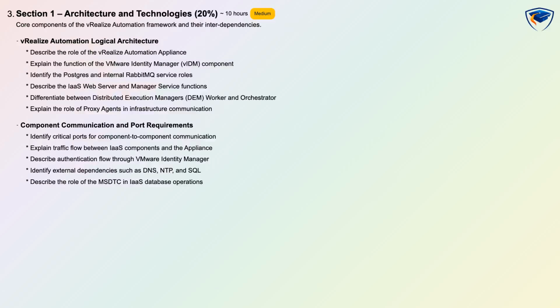You must explain the role of proxy agents for infrastructure communication and understand component-to-component traffic flows. The domain also requires identifying critical port requirements, external dependencies such as DNS, NTP, and SQL, and the role of MSDTC in IaaS database operations.